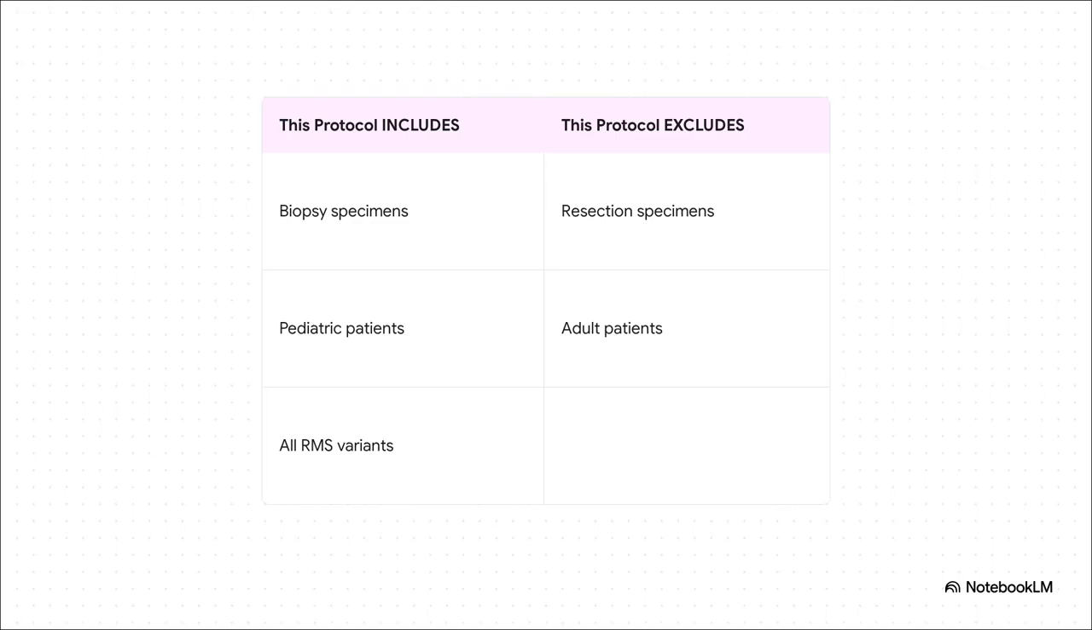Okay, first things first, let's be super precise here. This protocol is specifically for biopsy specimens from pediatric patients. So if you get a big resection specimen or if the tumor is from an adult, you've got to find a different protocol. This is probably the most critical decision you'll make the second that specimen hits your bench.